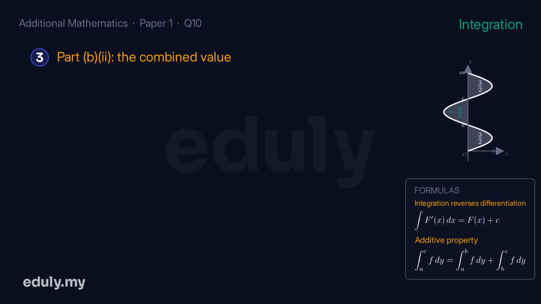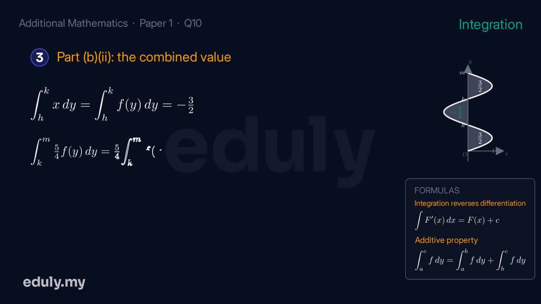Part B, second value. 2 pieces added together. On this curve x equals f of y, so the first piece is just the signed area from h to k, which we already found is minus 3 over 2. The second piece pulls the 5 over 4 outside the integral. 5 over 4 times the top bump, 3 over 2, which is 15 over 8. Add them with a common denominator, and the answer is 3 over 8.